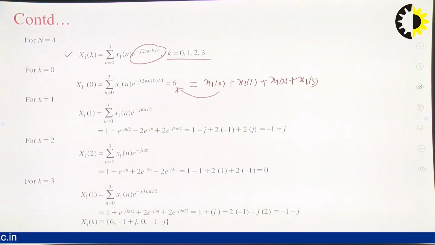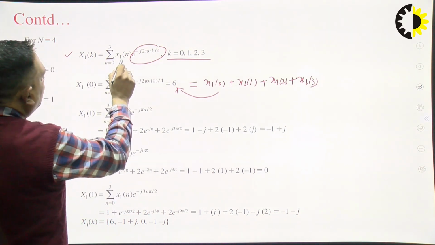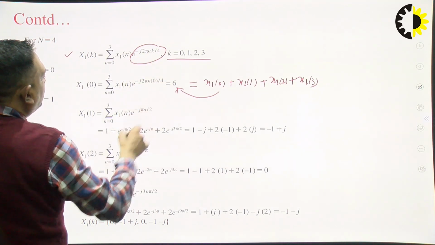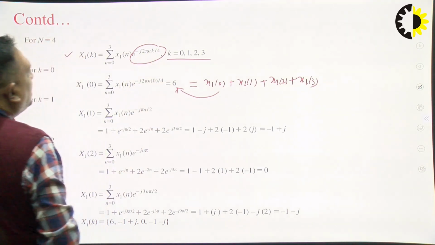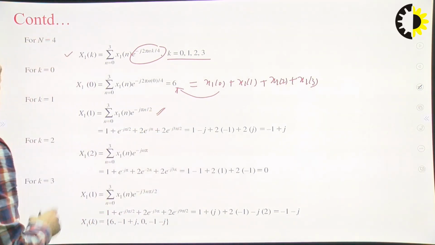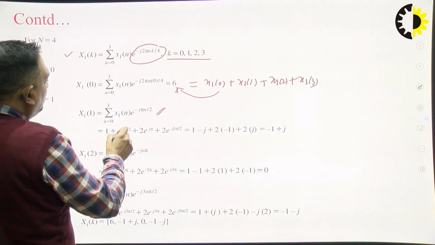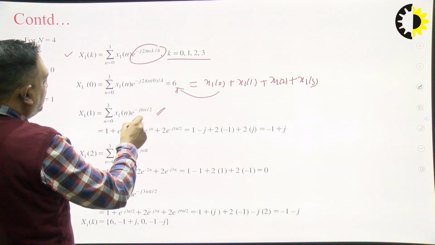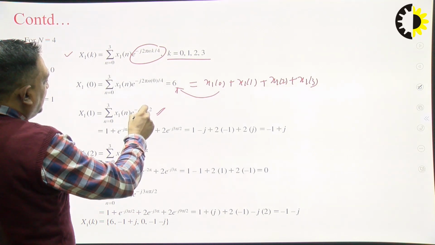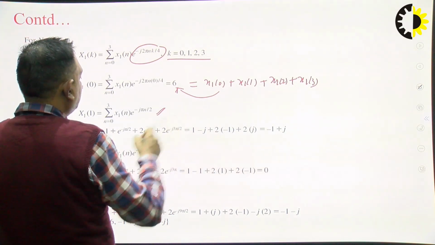Okay. Now for k equals 1, if you put the value of k equals 1, you will get the equation summation n equals 0 to 3 x1n e to the power minus j 2 pi n by 4. It means e to the power minus j pi n by 2. Now you put n equals 0 to 3 in this equation. So you will get x10 plus x11 e to the power minus j pi by 2 plus x12 e to the power minus j pi plus x13 e to the power minus j 3 pi by 2.